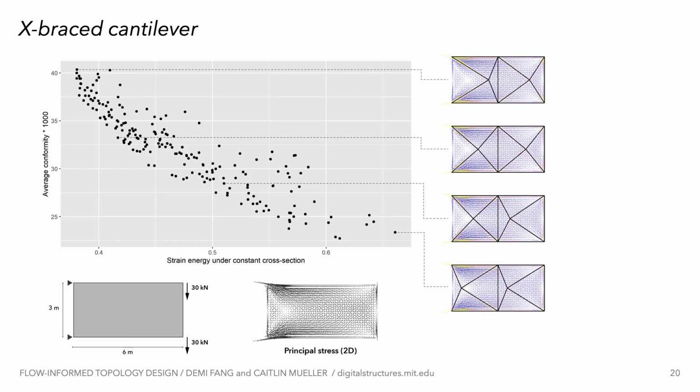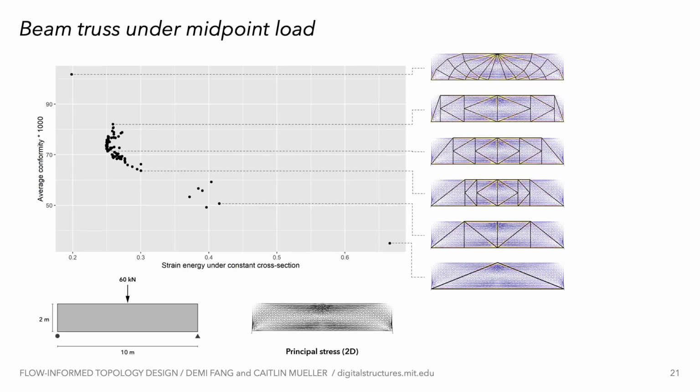Results for the two-panel X-braced cantilever are shown here. For this design example, there is a strong correlation between the conformity of a design and its structural efficiency. The beam truss under midpoint load also shows a general negative correlation. This study includes trusses of varying topologies, numbers of panels, and panel spacing. A few specially designed topologies, such as the Mitchell truss and the funicular solution, are also included, corresponding with the highest and lowest performance respectively.